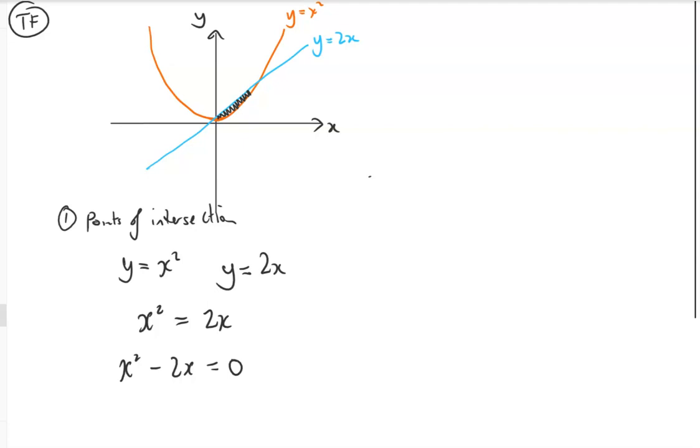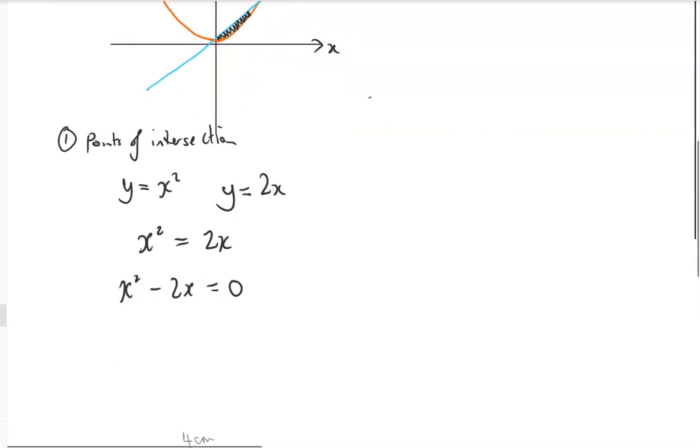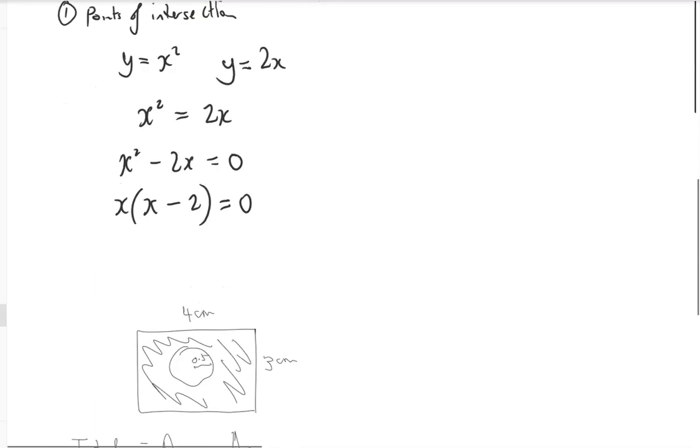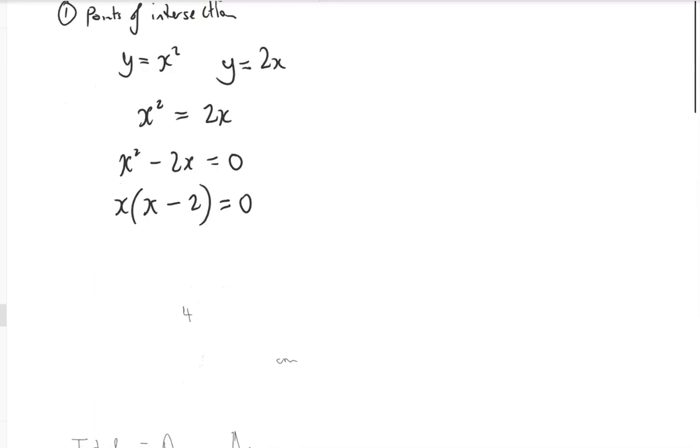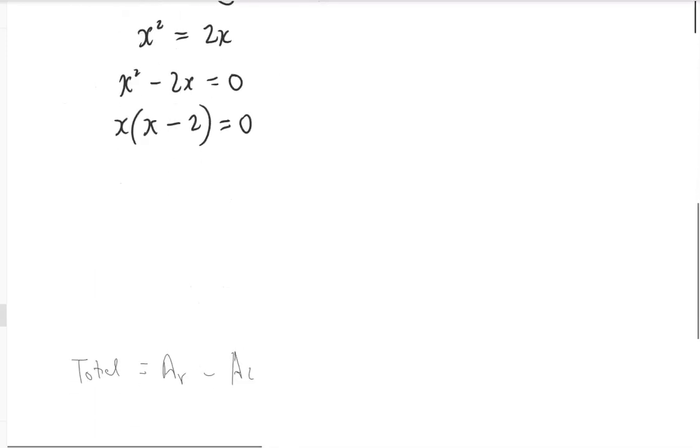C is 0 in this case, right? But it's a lot quicker to factorise. What's my common factor here? X. You don't have to use all the tricky stuff because there is no C value. So this is a very simple factorising. So there are my two factors. I better rub out my area down here now because I don't need that anymore.